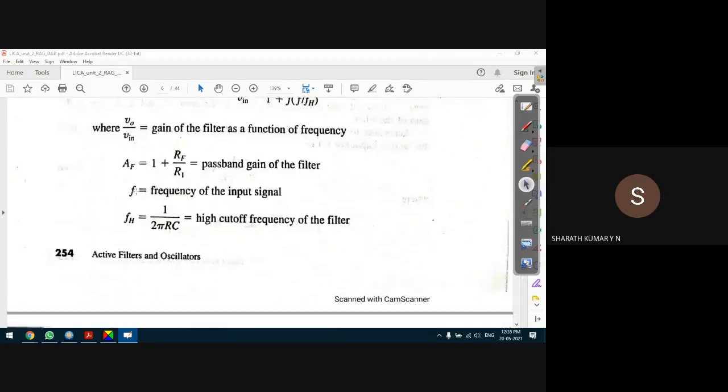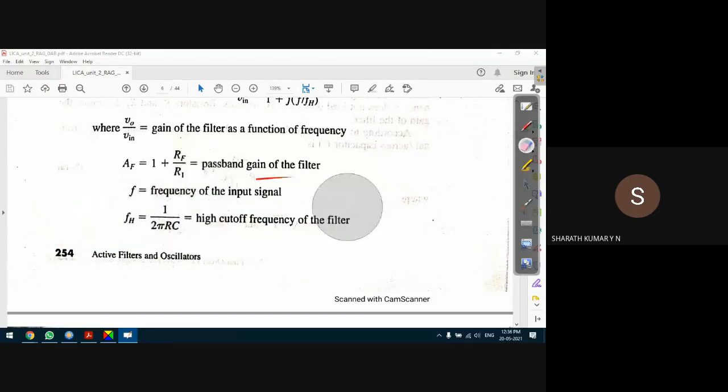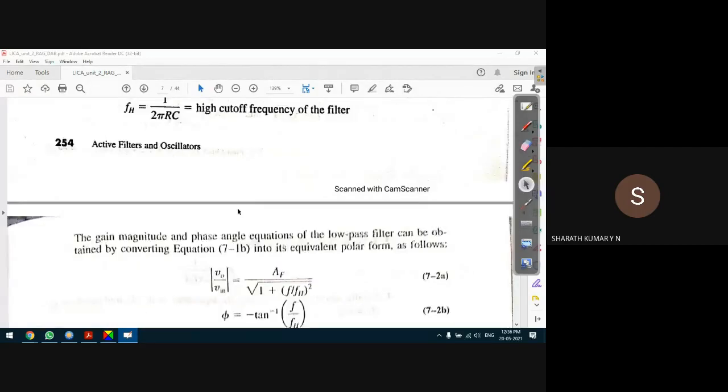Okay, here we go. So Fh is 1 by, okay, what is F? Frequency of the input signal, the input source frequency. If it is a standard source, fine, or if it is a random source, it can be signal plus noise. Noise is a high frequency signal which we want to limit, which we want to cut off. So Af is the passband gain of the filter. So that's the expression for the filter.